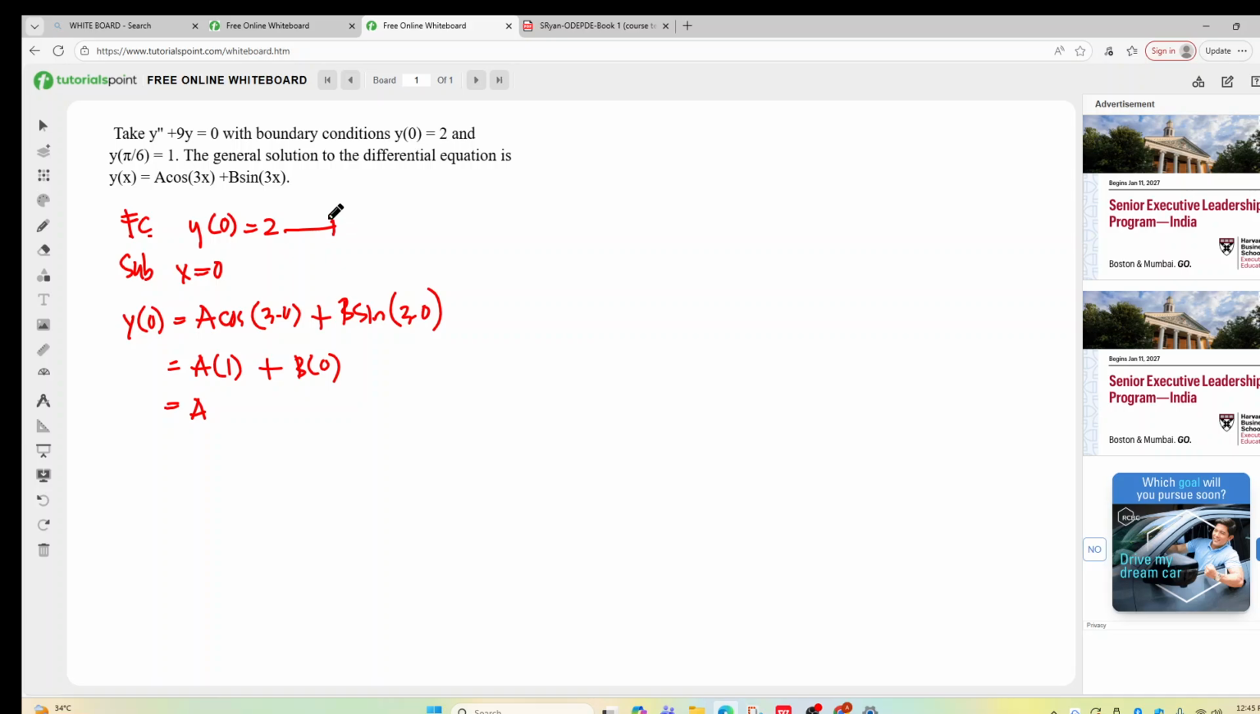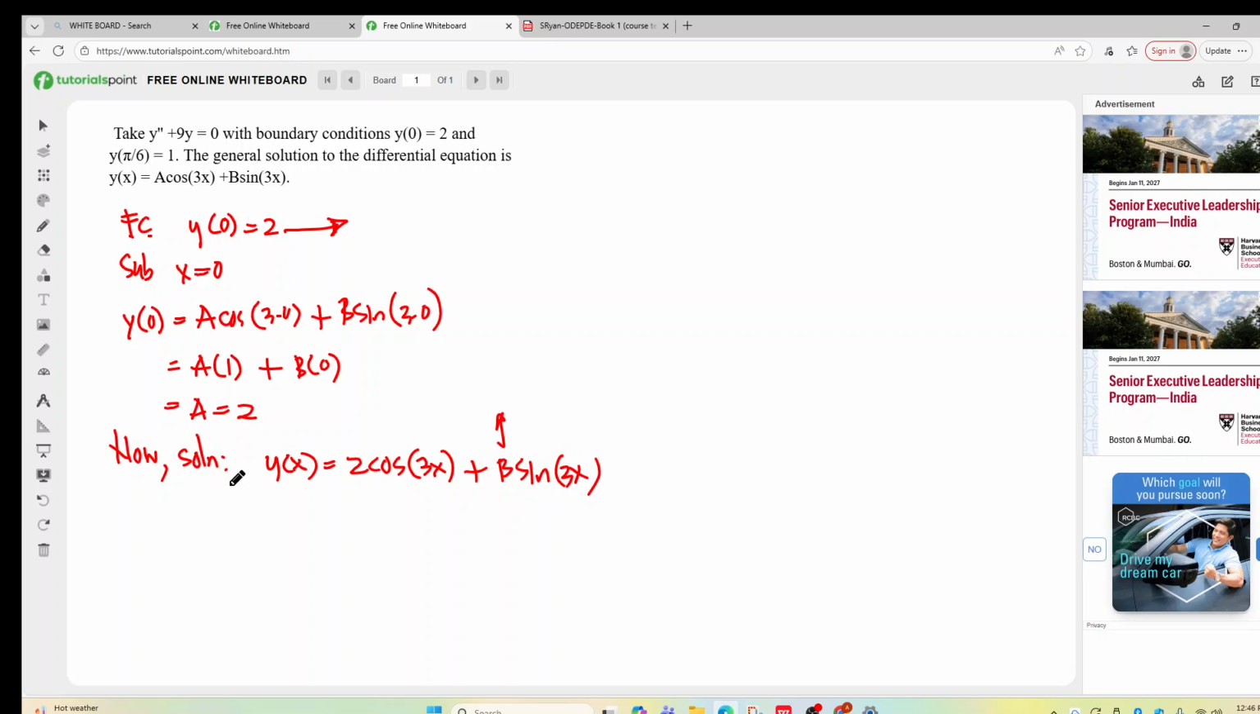But of course, we know that the condition for this to have a solution is that y of 0 is equal to 2. So it means that a is equal to 2. So we now have the solution in the form y of x is equal to 2 cosine 3x plus b sine 3x. Now we're going to find out what value of b is so that we can find the solution for this differential equation.